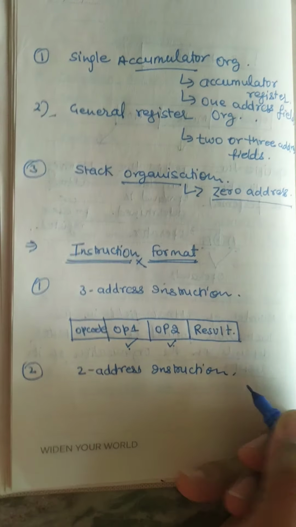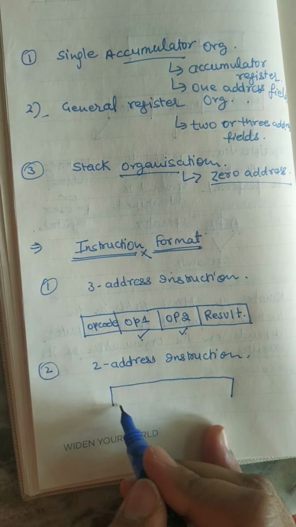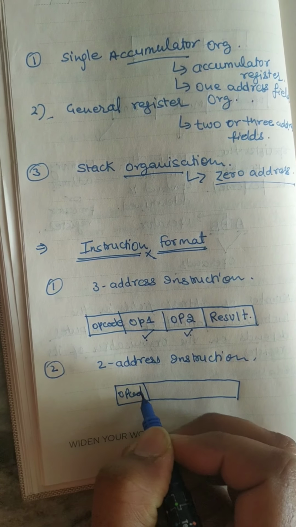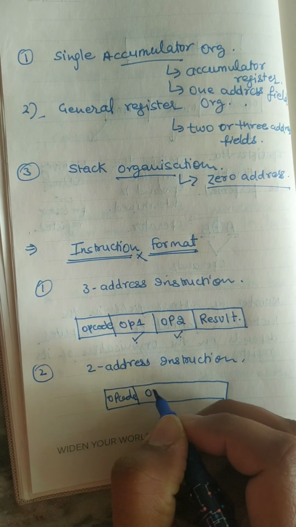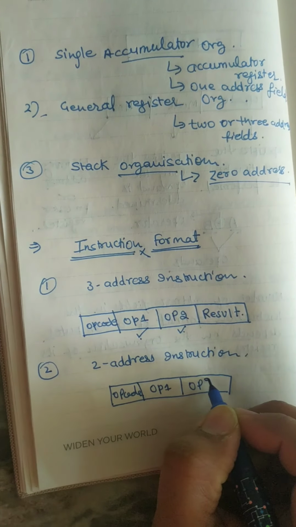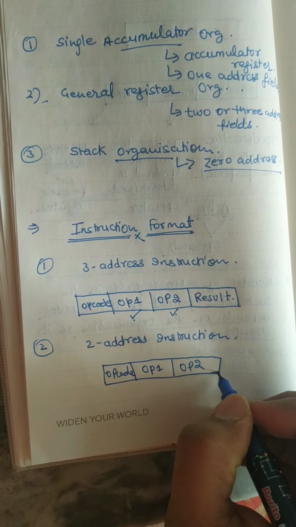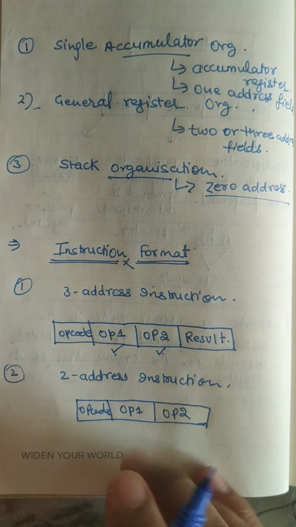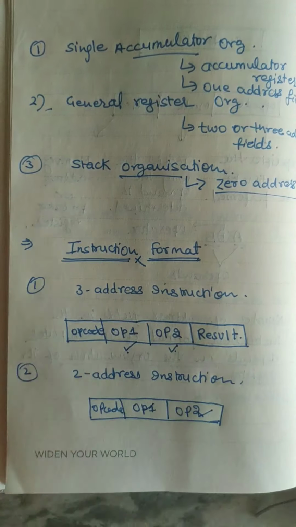In 2 address instructions, we will have 2 address fields. First is opcode, that specifies operation to be performed. Second field is for the operand 1, and third field is for the operand 2. In this, we don't have the field for the result.